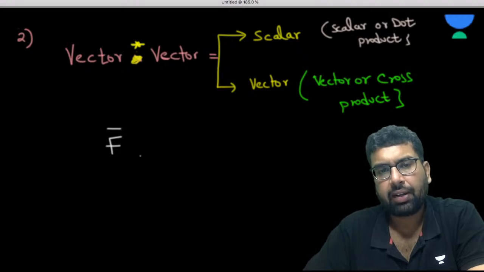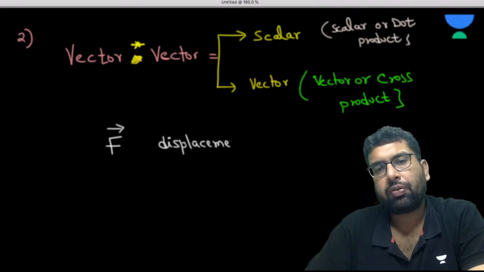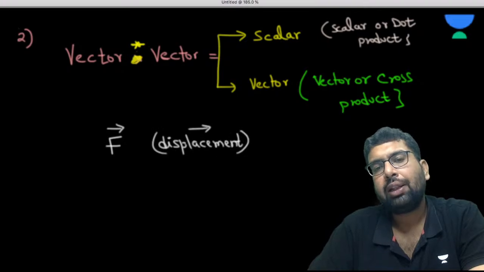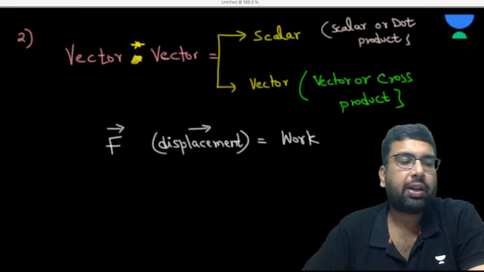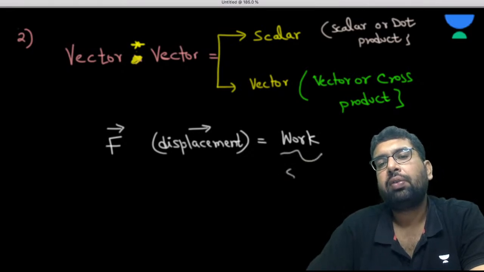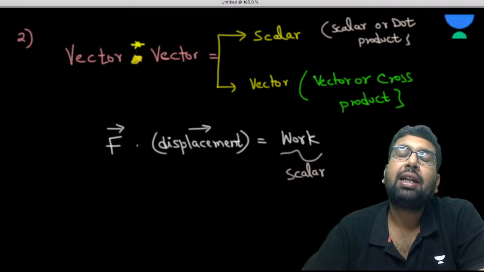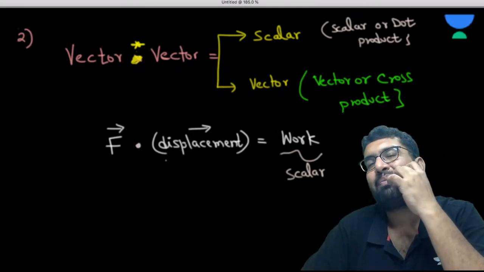I'm just trying to give you a feel. Force and displacement both are vectors. Now, when they multiply, you get the work. And we very well know that work is a scalar quantity. Two vectors are multiplied and you get a scalar, so that means it happens to be the dot product.